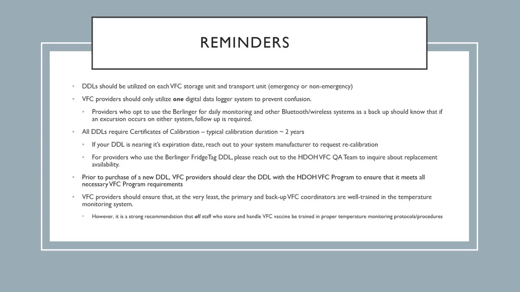All DDLs require certificates of calibration. The typical duration for calibration is roughly around 2 years. So if you know that your DDL is set to expire, you should reach out to your system manufacturer to request recalibration prior to it actually expiring. DDLs that have expired calibrations will often report inaccurate temperatures, but if it does have an excursion and it's an expired DDL, it still will require follow-up.